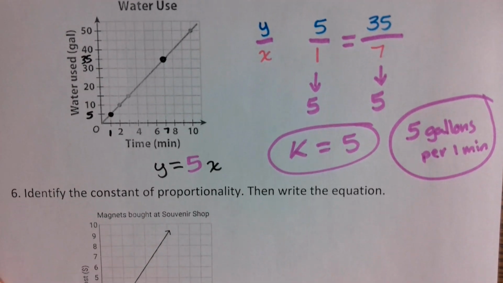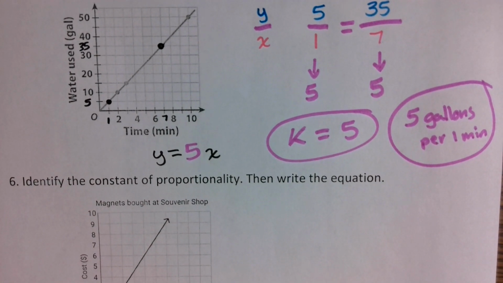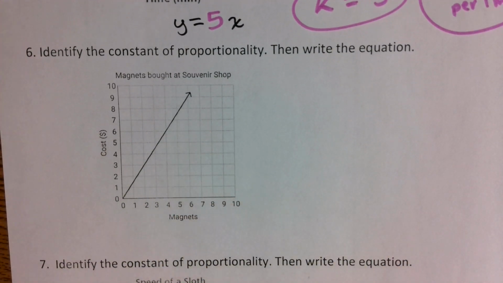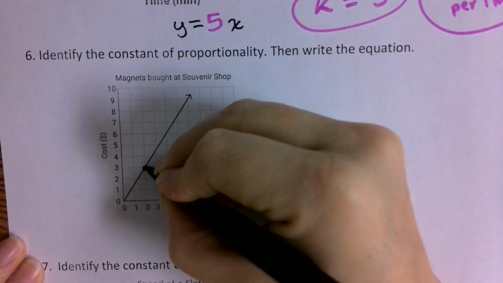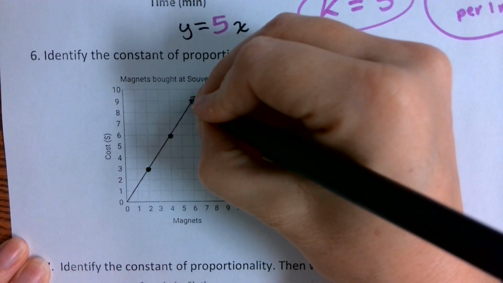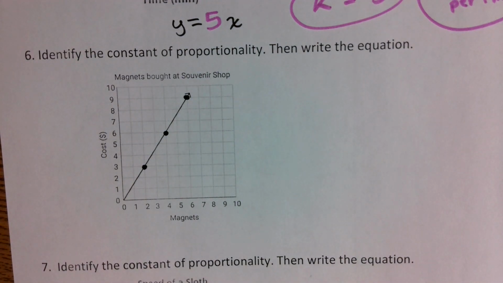Okay, go ahead and do problem 6 and 7. So for problem number 6, we're identifying the constant of proportionality. Again, it doesn't matter which point that you pick. There's several points that we could pick. We could pick the point 2, 3. We could pick the point 4, 6. We could pick the point 6, 9. It does not matter which one that you pick as long as you are accurate with your y and your x.